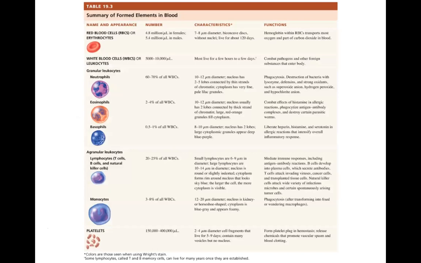So those are the formed elements in the blood, and to summarize them, I've included a table from your textbook that I'm not going to really spend any time talking about, since we just spent the last 40 minutes or so talking about them.